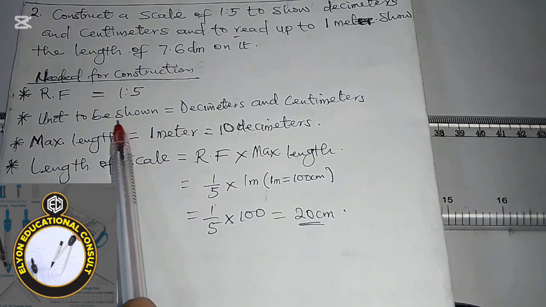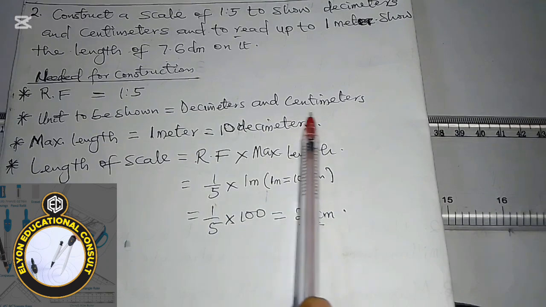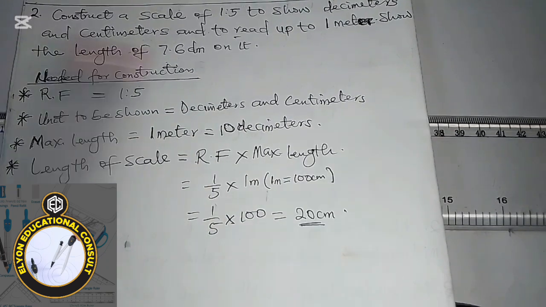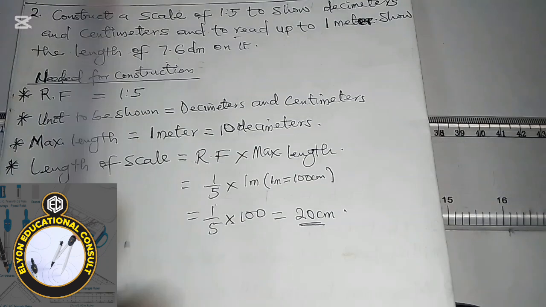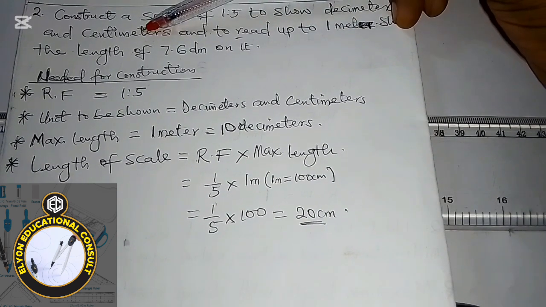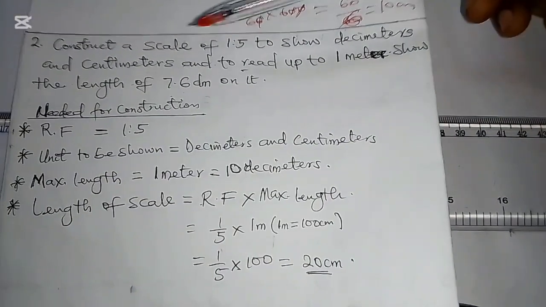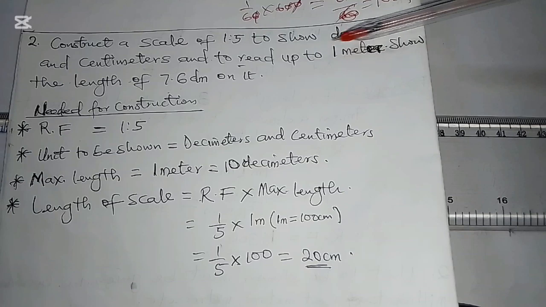Then the next thing is the unit to be shown on the scale. The units to be shown are decimeters and centimeters. So this tells us that it is a plane scale. In the question it's not indicated whether it's a plane scale or diagonal scale. So how to know is that we are told the scale is to show 2 units. Don't forget that a plane scale shows a maximum of 2 units of measurement. So we have decimeters and centimeters. So those are the 2 units shown on the scale. So it's going to be a plane scale, and it's reading up to 1 meter.